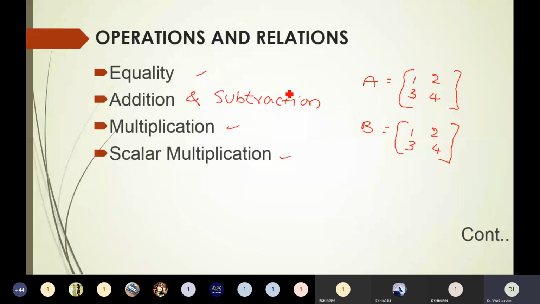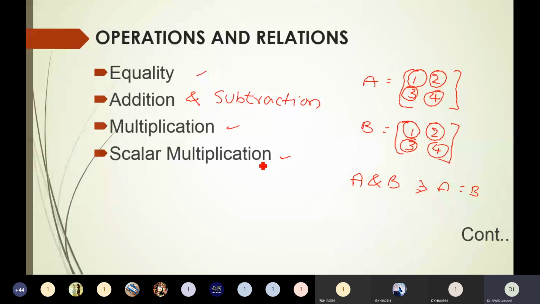So here, A of 1, 1 is 1. Then B of 1, 1 is also 1. In the same way, A of 1, 2 is 2, and B of 1, 2 is 2. 1, 3 is 3. Sorry, 2, 1 is 3. Here also 3. This is 4. Here also 4. Then A and B are equal matrices.